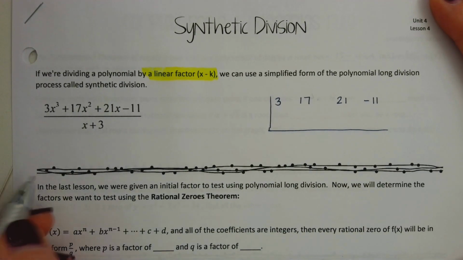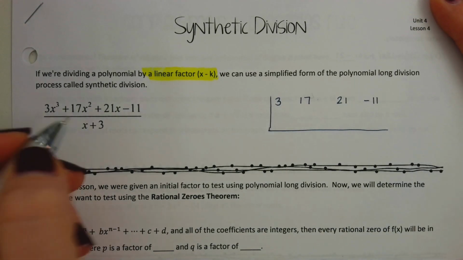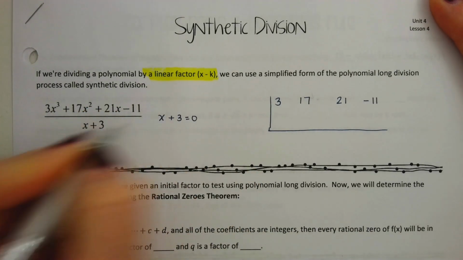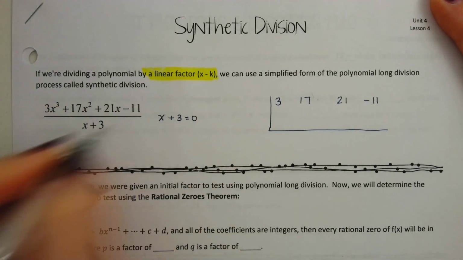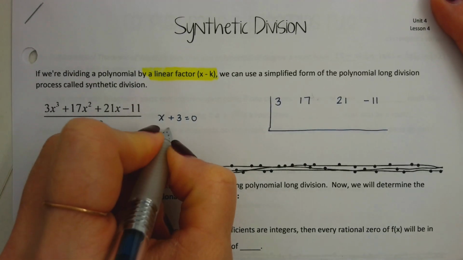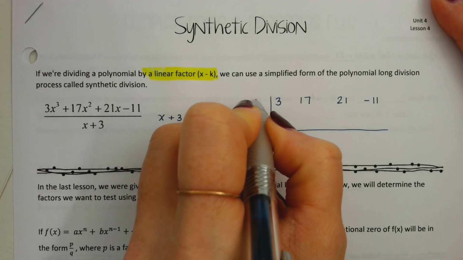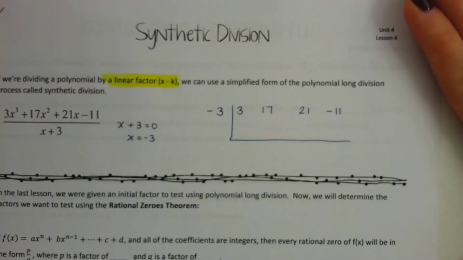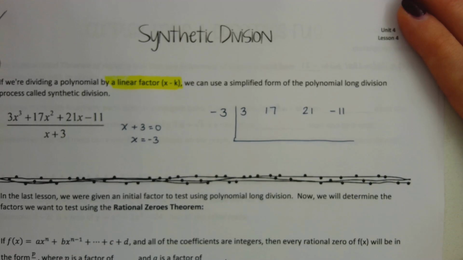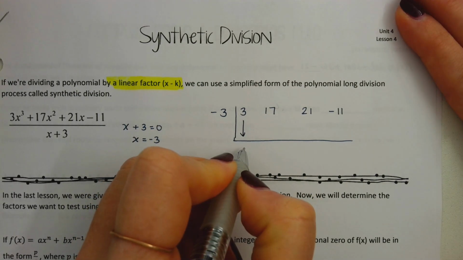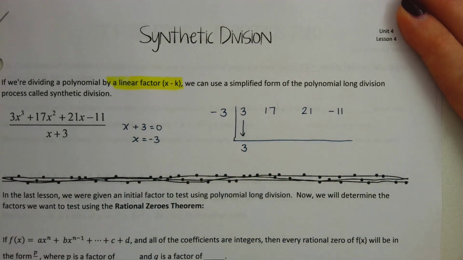Then I'm going to take the bottom little linear factor that we're dividing by. I'm going to set it equal to 0 and solve it. What would I get if I solved it? Negative 3. We're going to take that negative 3 and put it outside here. And we're caught up, following so far? This first 3 we're always going to bring down. The first number you always bring straight down.